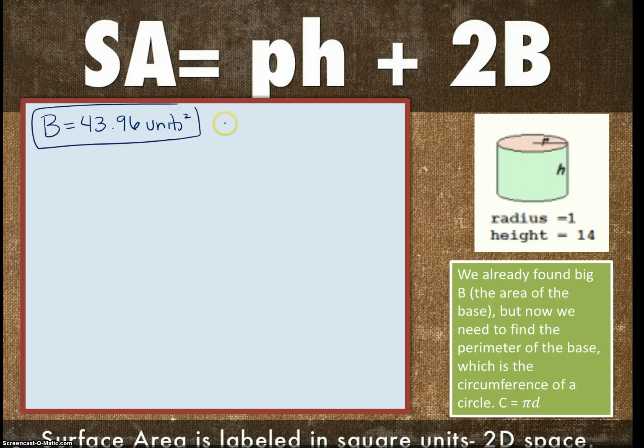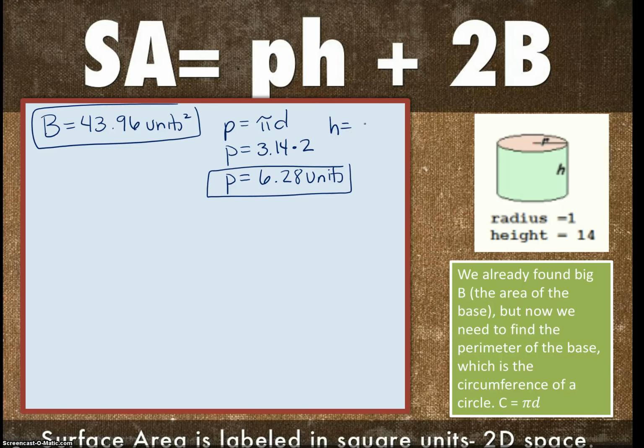I need to find the perimeter, which is the circumference, so I'm going to use pi times diameter. So I need to double, in this case, my radius. So 1 times 2 is 2. So when you take 3.14 on your calculator times 2, or if you can just double it in your head, you get 6.28 units. Pause the video and see, after you find the height here of being 14 units, if you can correctly substitute it into the surface area formula of perimeter times height plus 2 times the area of the base.